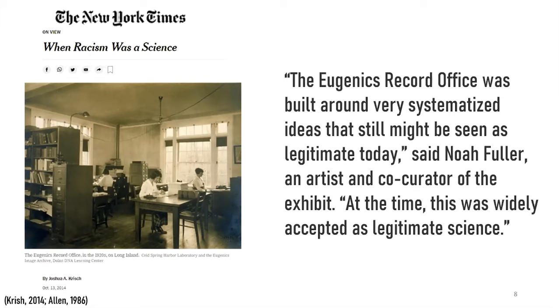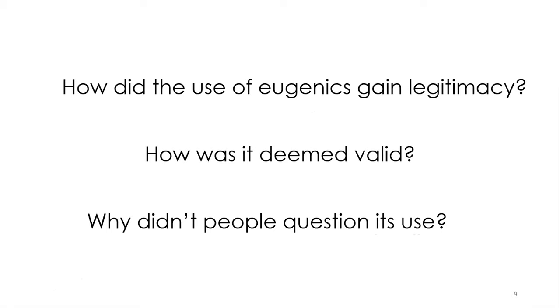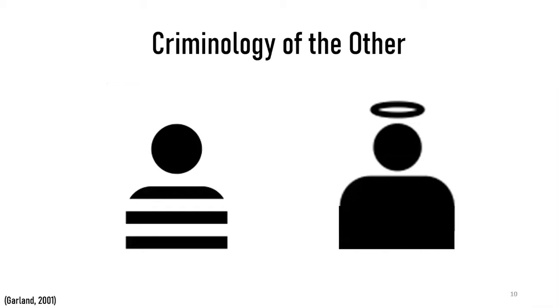So hindsight gives us the ability to reject this kind of research. But at the time, how did eugenics gain legitimacy? How was it deemed valid? And why didn't people question its use? And I think that part of the answer is that the users or the people who were commissioning this work weren't really interested in how it impacted the population, because the people targeted by the eugenics were those who were out of power, and they were the groups of people who were least able to push back on any orthodoxy of science at the time.